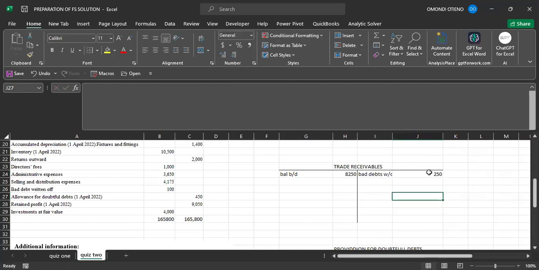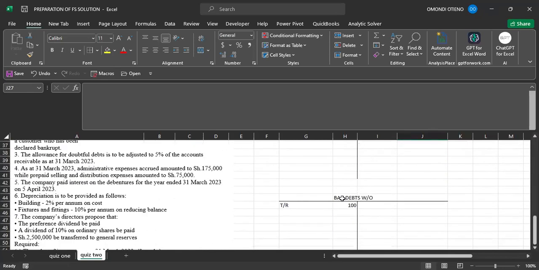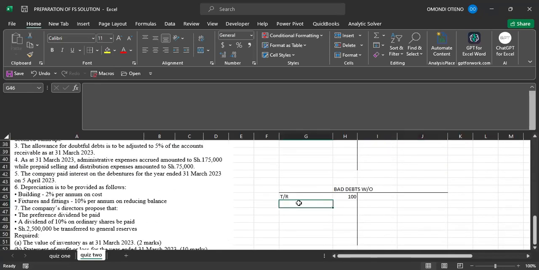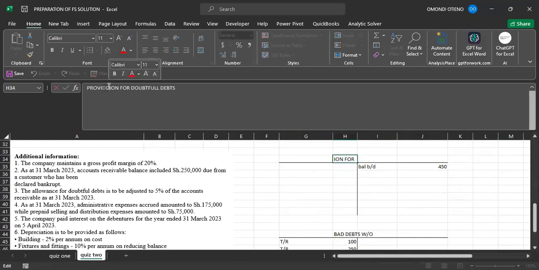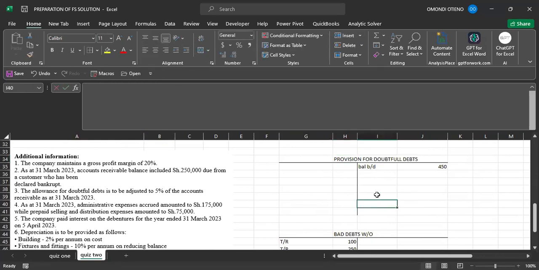When I take it from this account, I'm reducing the trade receivables account by the same amount. I've created this account. I need to debit the expense account. Trade receivables is bringing in 250. It has been written off. Good. Then we are told that provision here, provision for doubtful debts.